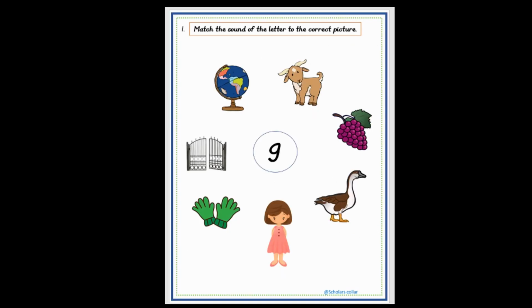Moving on to the next worksheet, just like the other groups, you're going to let your child pick the sounds of each object and then connect it to the letter in the circle. So we have here globe, so that's G. If that connects, they're just going to make a line. Goat connects because it has the same sound. Grapes matches, gate matches, gloves matches, girl, and goose. So we have all the pictures in this group that match the G sound.